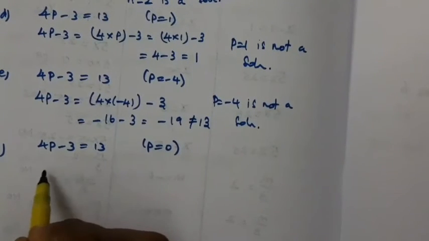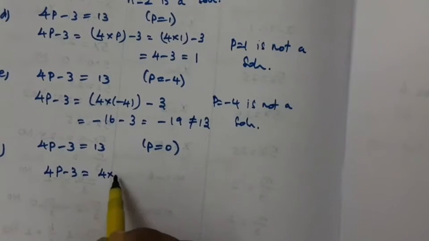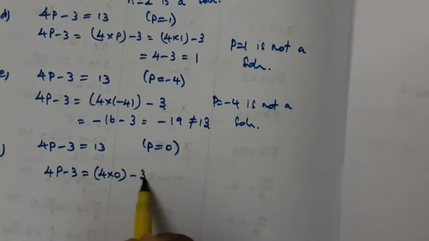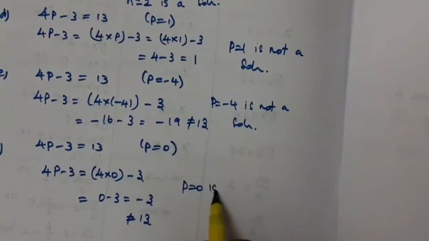4p minus 3 equal to 13. 4p minus 3, which is 4 multiplied by p, which is 0, minus 3. This is 0 minus 3, which is minus 3. But they have given us 13, this is not equal to 13. So we can write p equal to 0 is not a solution.